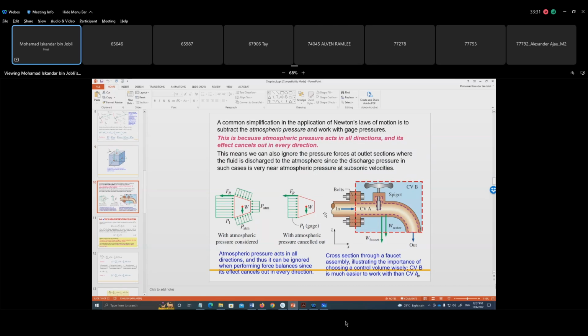Just a few more minutes until we try out some exercises. A common simplification of Newton's law is to subtract the atmospheric pressure and work with gauge pressure. I think Miss Ain taught you about pressure, I suppose. I really hope she taught you the difference between atmospheric pressure and gauge pressure. The gauge pressure is actually the one that you measure, on top of atmospheric pressure.